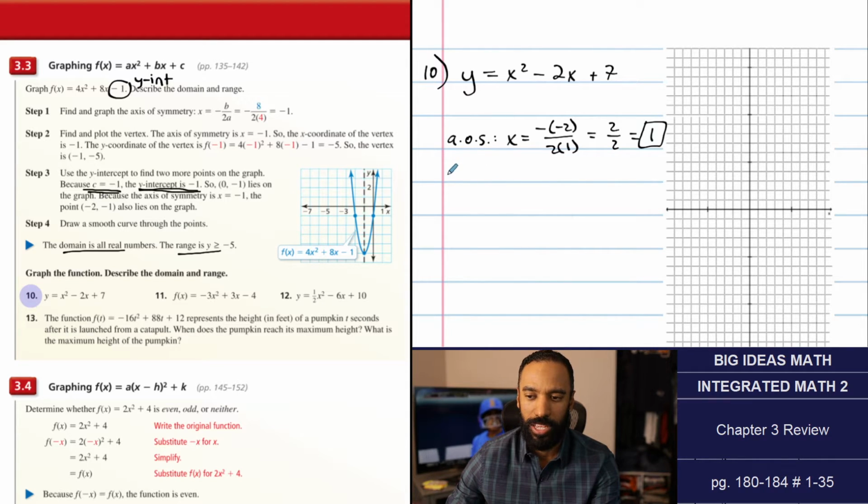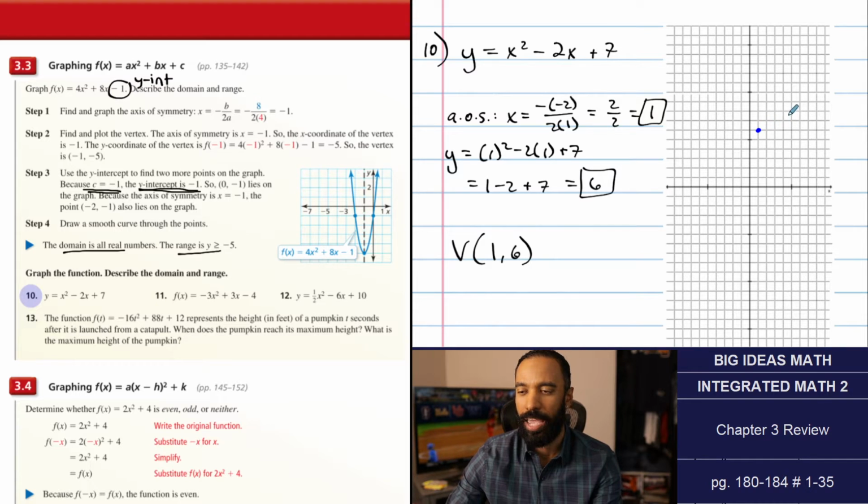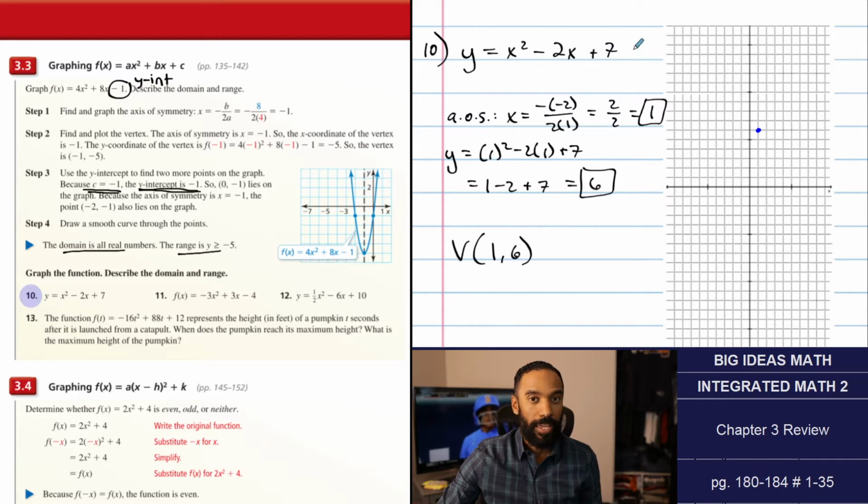Now, as far as the vertex goes, the y value is found by plugging in 1 for x in this equation. So that's going to be 1 minus 2, which is negative 1, plus 7, which is 6. So your vertex is at 1, 6. So 1, 6 we go. Now from here, I can graph the rest. I'll plot this y-intercept value. The y-intercept value is at 7 when x equals 0. That means there's a point across the axis of symmetry right here.